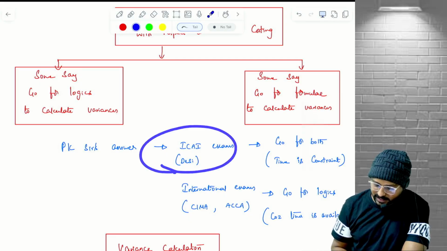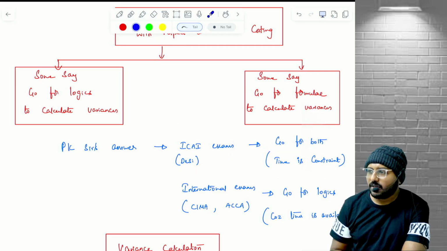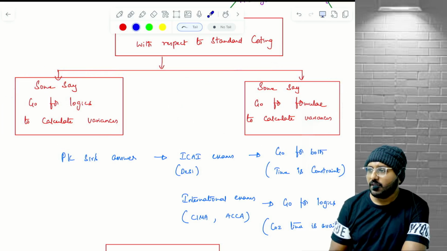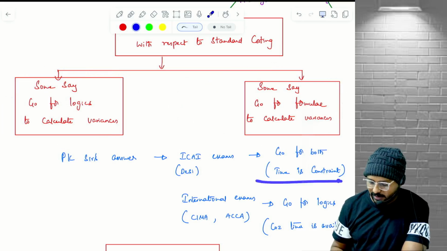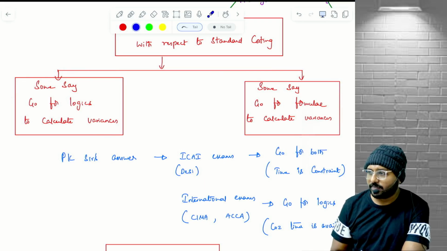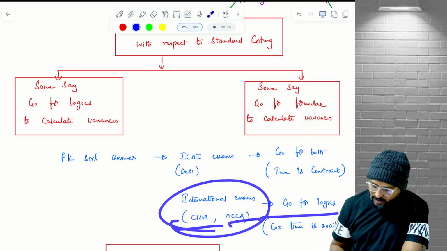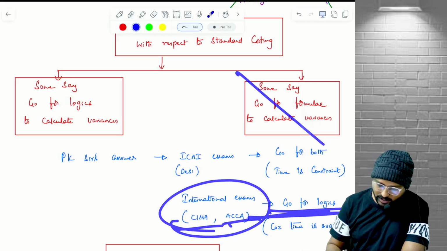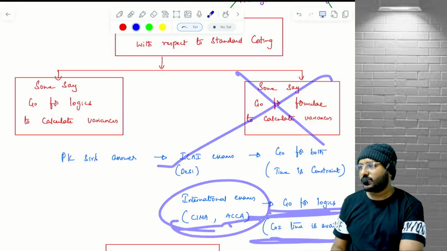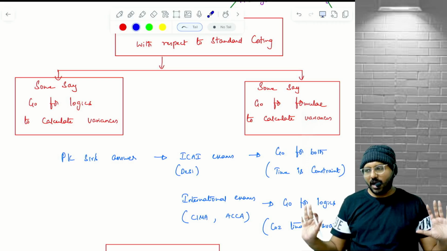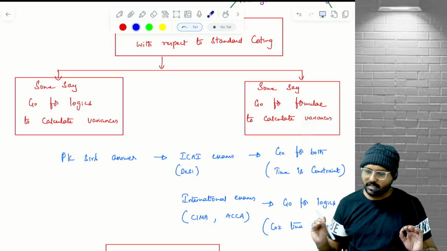If it is the ICA exam, go for both. Both in the sense you have to understand the logics plus you need to learn the formula, because ours is a quantitative exam and time is a constraint for us. You have to solve sums faster. But if it's international exams like CIMA or ACCA, you can purely go for logics. No need to learn formulae because lots of time will be available in the examination hall. So you can sit calmly, think, apply the logics and then solve it.